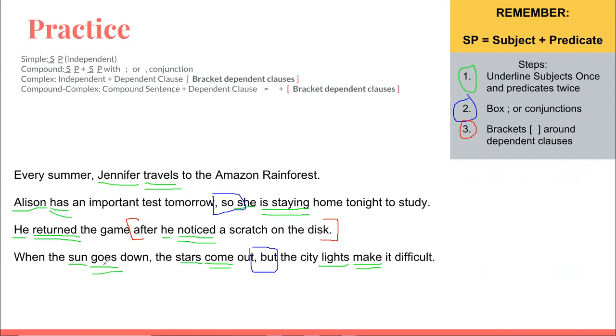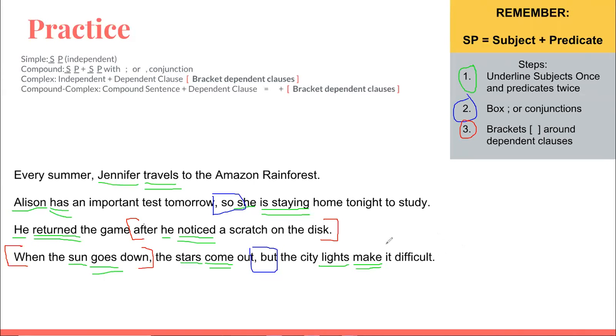The sun goes down is my next one, with a subject and predicate. So we look at the words when the sun goes down. I cannot leave that alone. It's not an independent clause, but it has a subject and predicate, so it's a dependent clause. The stars come out has a verb and is an actual sentence. So that gets left alone because it's an independent clause. And then the city lights make it difficult. You could leave that alone. So there are no more brackets.